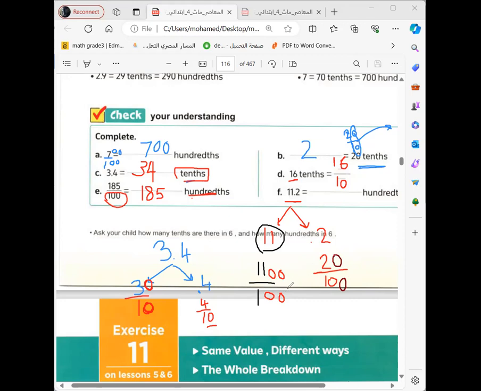Look here. Now, the denominator is the same. I'm just going to put the answers together. 1,100 plus 20 equals, bravo, 1,120. This is the answer. So the answer is 1,120 hundredths.